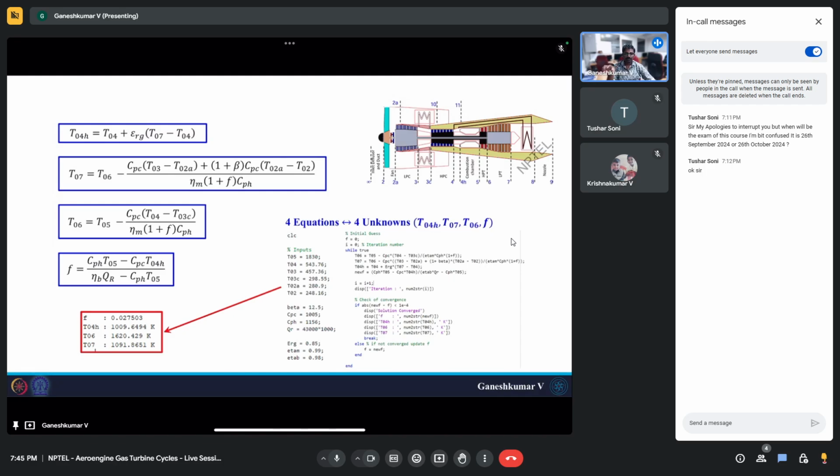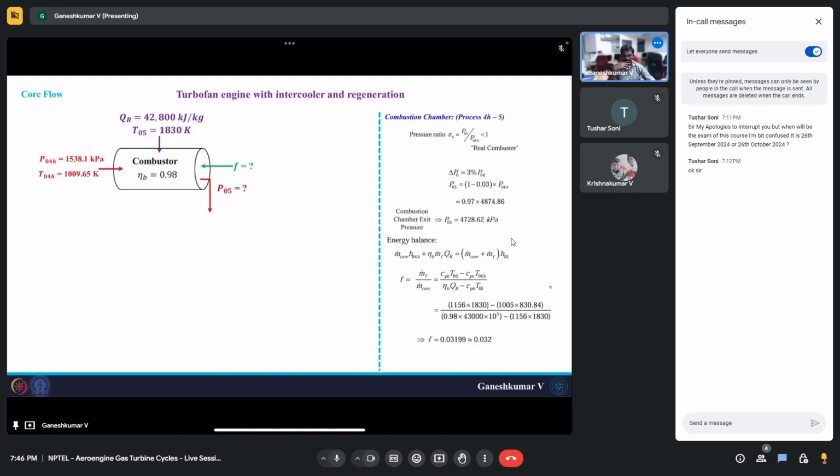So finally we got all these four values together: your fuel air ratio was 0.0275, T04H is 1009 Kelvin, T06 is 1620 Kelvin, and T07 is 1091.86 Kelvin. Okay, so we will see what these numbers really mean. Now let's go forward.